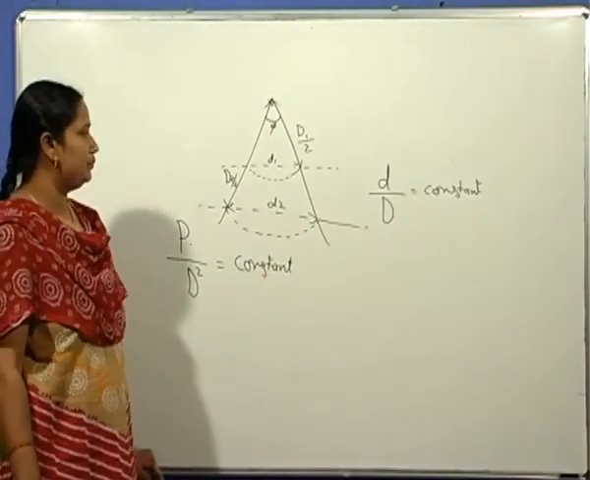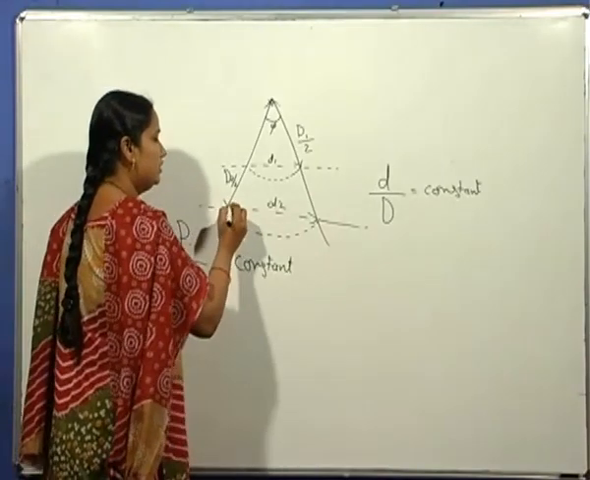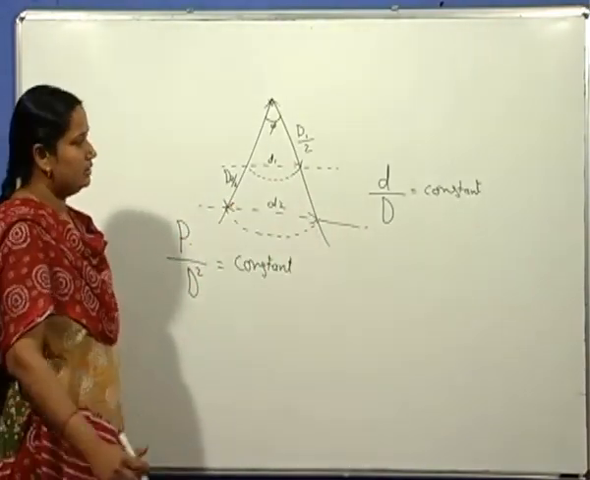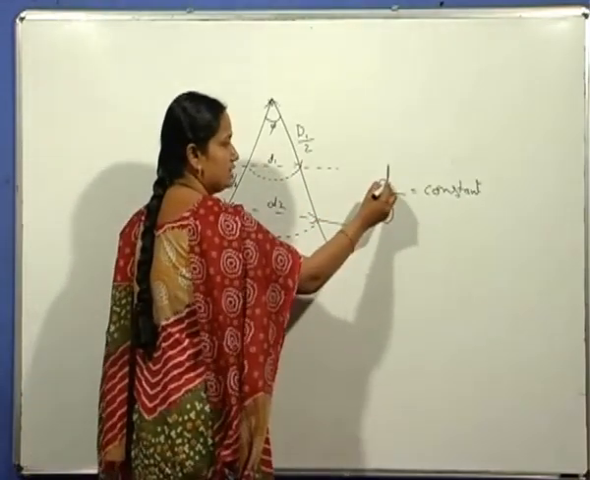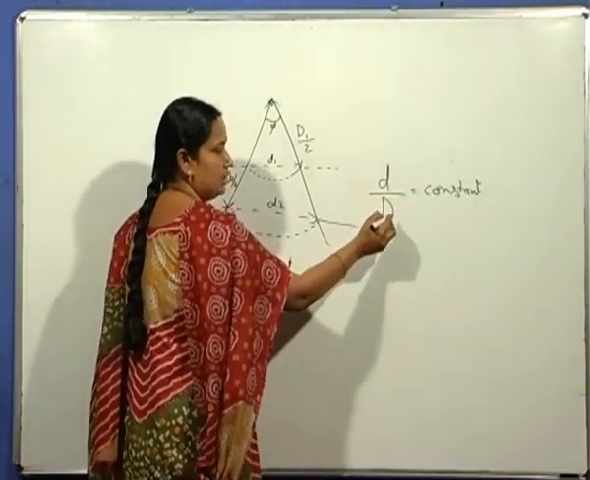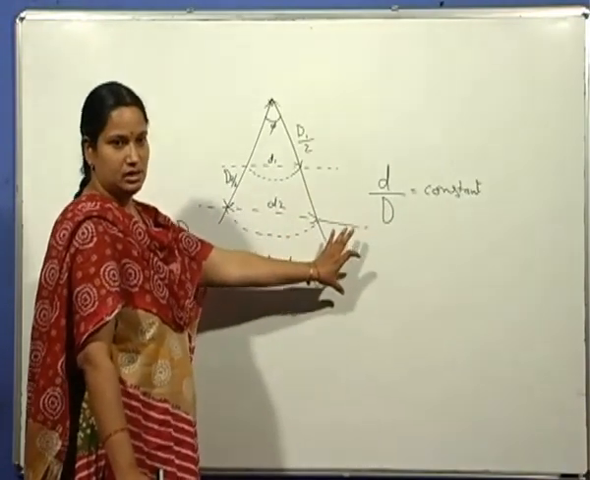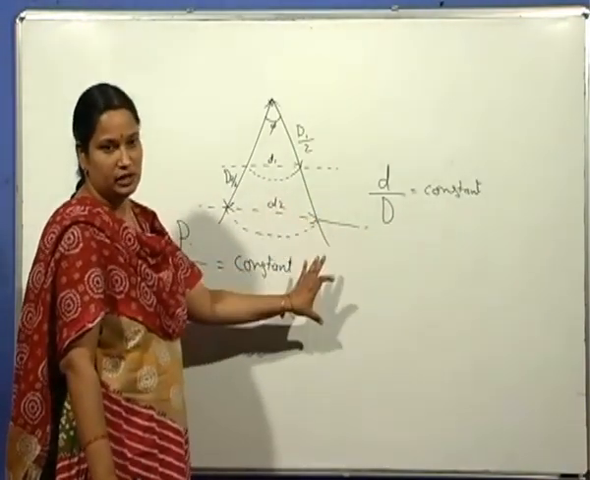upon load. So this is a figure which shows the geometrically similar indentations, that is small d by capital D. This is the diameter of indentation and this is the diameter of indenter. By maintaining this ratio constant, the hardness values do not vary with load.